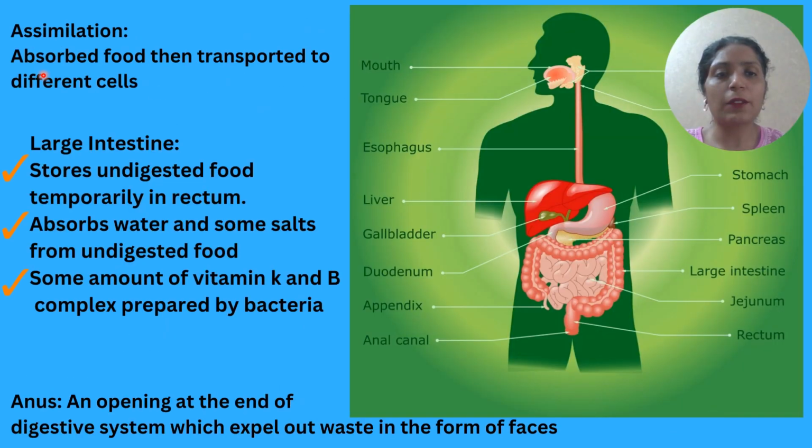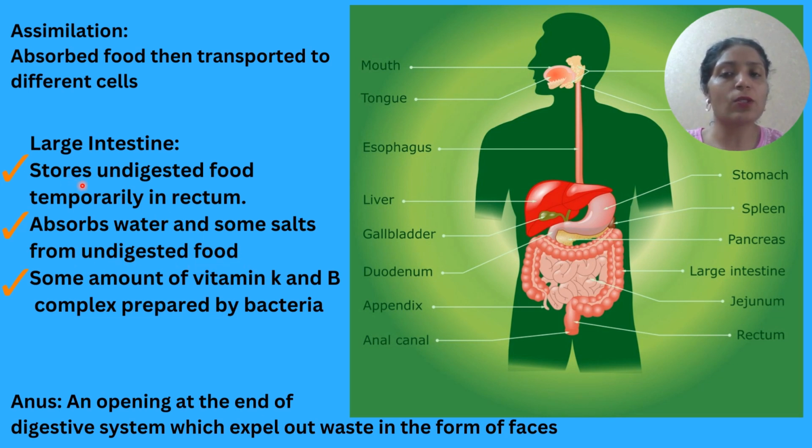The nutrients that were absorbed by the villi are transported to different cells. This process is called assimilation. Now the undigested food reaches the large intestine. Large intestine also contains numerous projections, villi, similar to the small intestine. These absorb water and some salts from the undigested food.